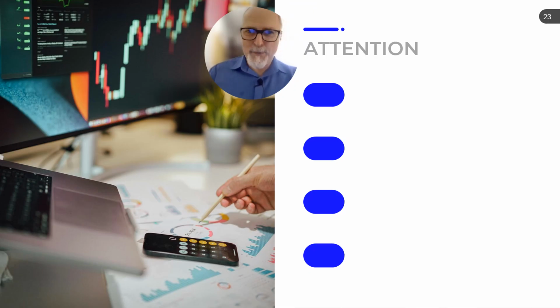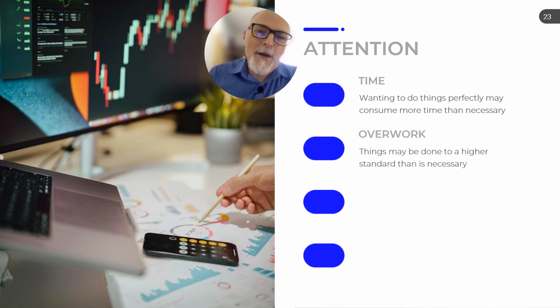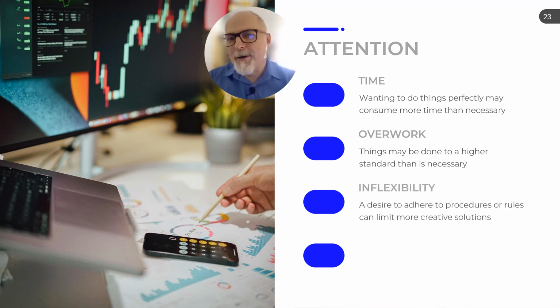Well, as with all the factors, we need to be careful. Time: because of their desire for precision, their desire for thoroughness, that can consume perhaps more time than is available. Also, they may be guilty of overwork, so producing things which are of a higher standard than is actually necessary. Also, maybe a little bit inflexible because they like to follow procedures, and they may well be a little bit resistant to trying to skip around things and trying to cut corners.